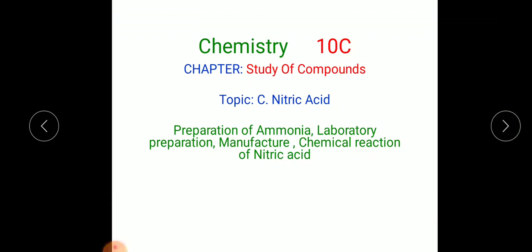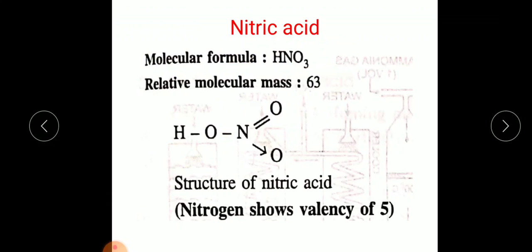Okay. Now, nitric acid, the molecular formula is HNO3, which has a molecular mass of 63 when you calculate it by putting in the atomic masses and all. And the structure of nitric acid can be written in this way. Nitrogen shows a valency of 5 in this case.